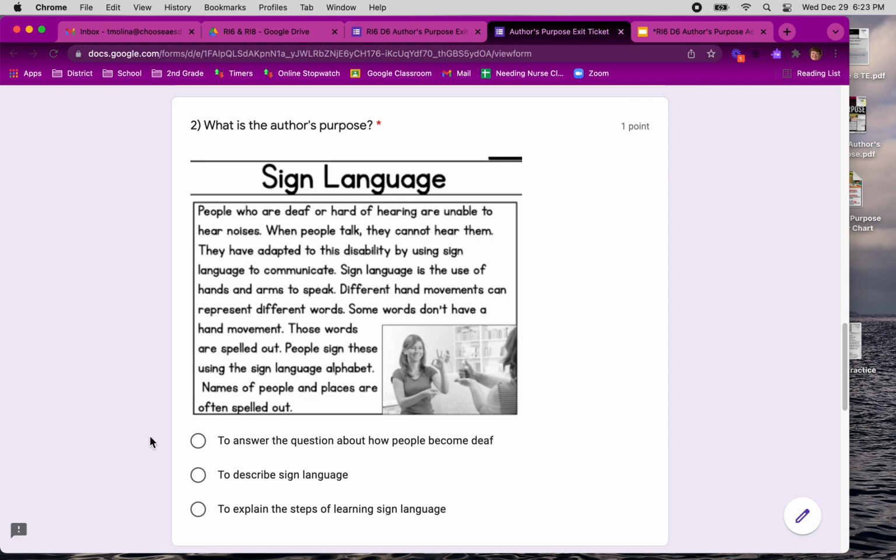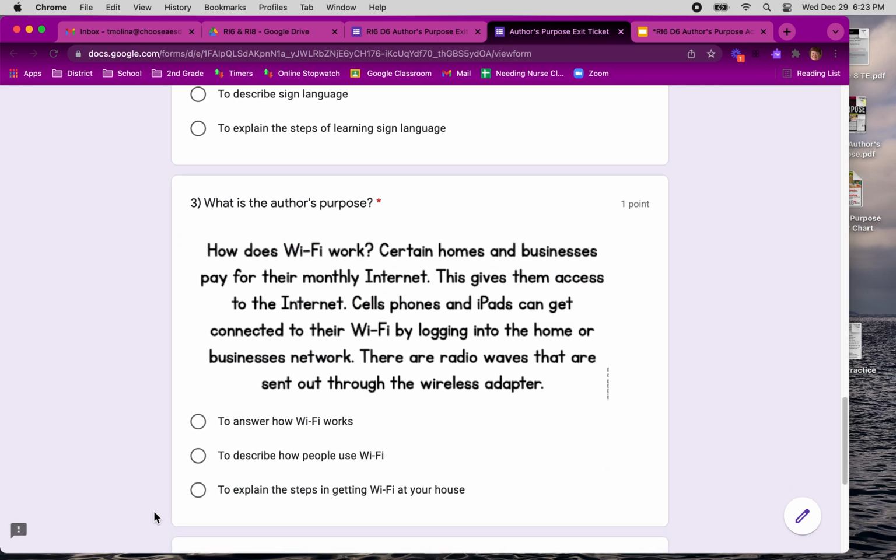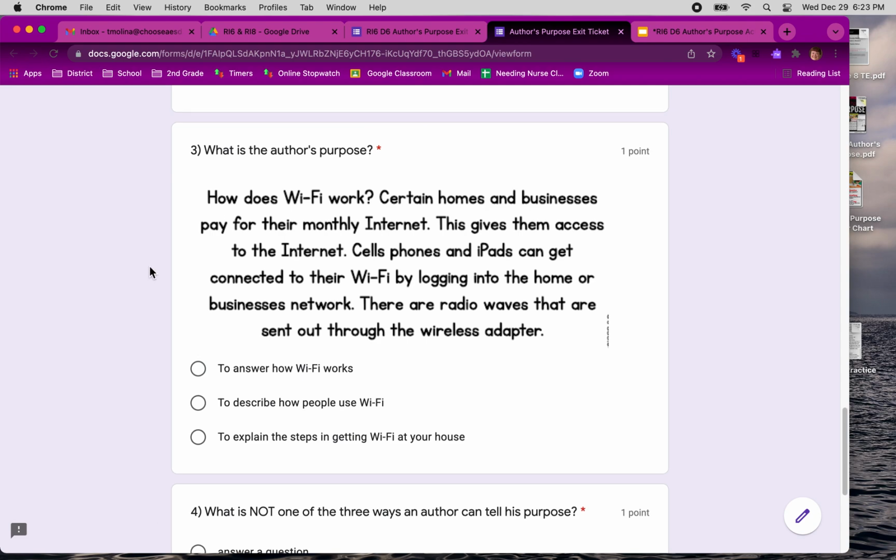What is the author's purpose? To answer the question about how people become deaf. To describe sign language. To explain the steps of learning sign language. Number 3, what is the author's purpose?